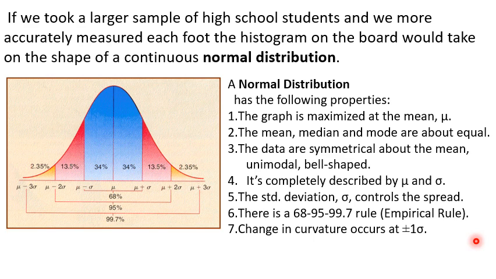We won't use estimates. We'll use more accurate calculations. And then the last thing, 7, the change in curvature occurs at 1 standard deviation. So, for example, if you see this curve here, if you've taken calculus, you've heard something about the point of inflection, where this curve is concave down and this part of the curve is concave up. And so where that switches over from being concave down to being concave up is called the point of inflection.